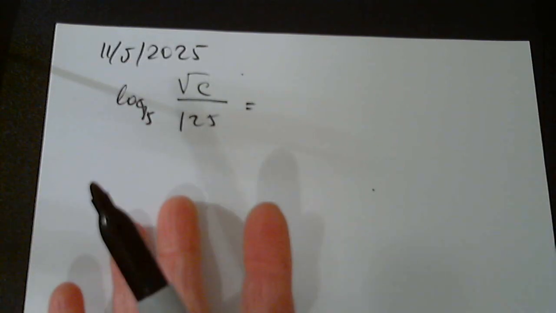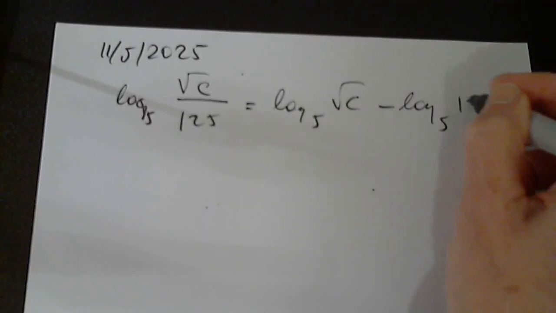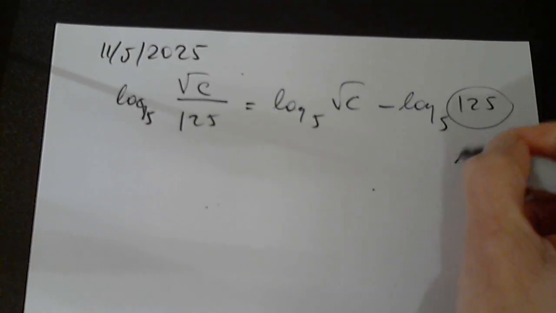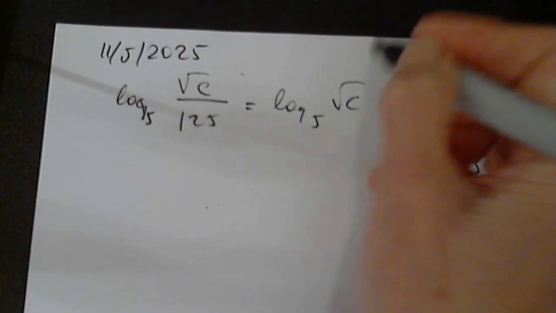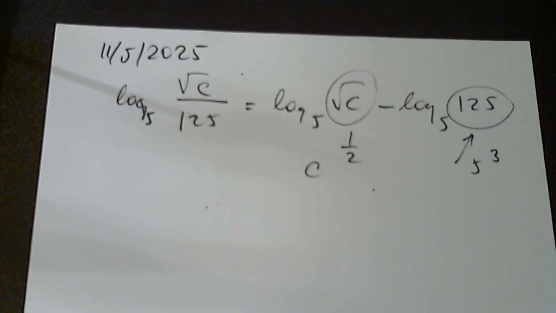Okay, so we know what we have to do. We have log base 5 of the numerator minus log base 5 of the denominator. We are using the quotient rule. This will be replaced by 5 to the third, and we will bring the power in front. Of course, this has to be replaced by c to 1/2, so we can bring the power in front.